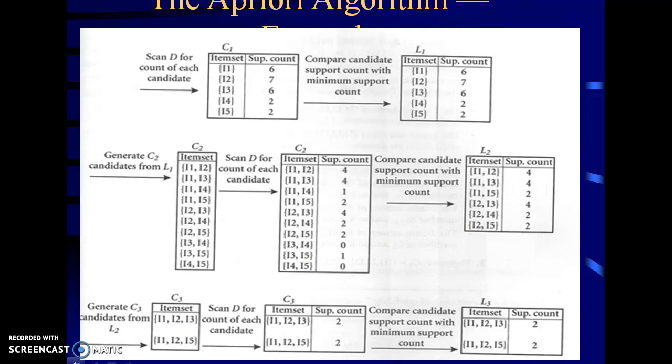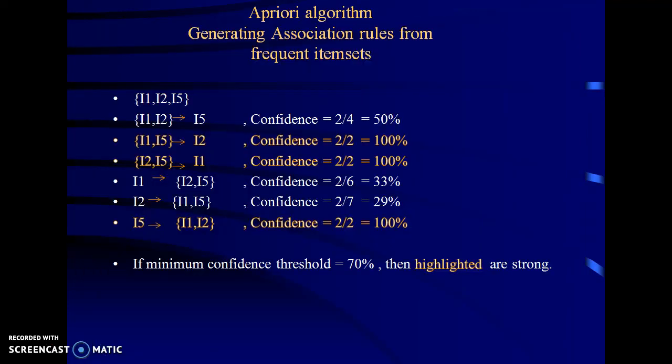Now you have to find the 3-item sets like I1, I2, I3 and I1, I2, I5. Then you have to calculate the support count for them and compare it with the minimum support threshold, which is 2. They both satisfy it, so they both qualify to go to the next step. Then you have to make a 4-item set, I1, I2, I3 and I5, but it is not possible in this case. Okay, so let's move further.